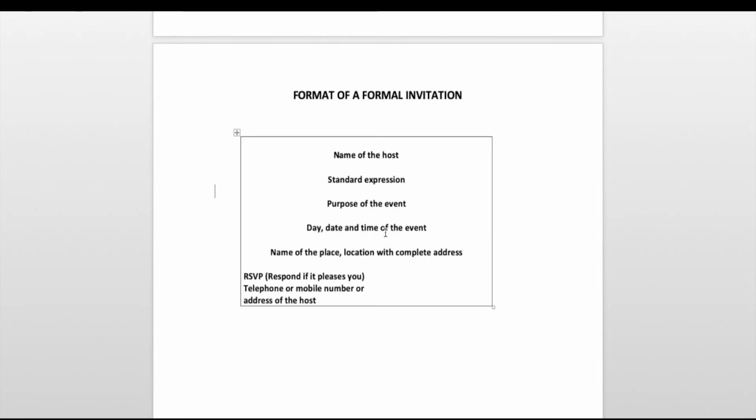And after you complete this information, you would write on the left side of the box that you have drawn, RSVP. What does RSVP mean? It means respond if it pleases you to the given telephone number or the address of the host. Why do we write RSVP? Because we want the invitee to tell us as soon as possible whether he or she will be available for the event or not. So this is the purpose of writing RSVP.